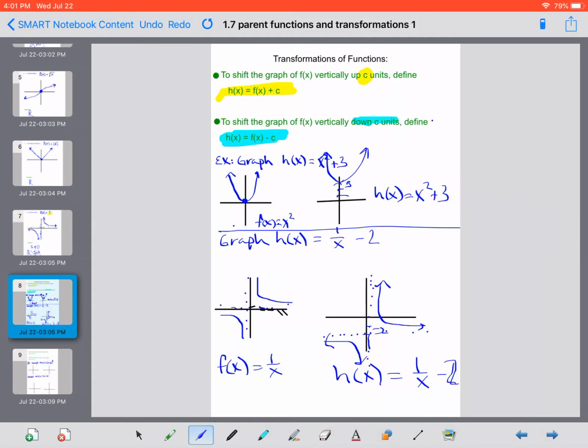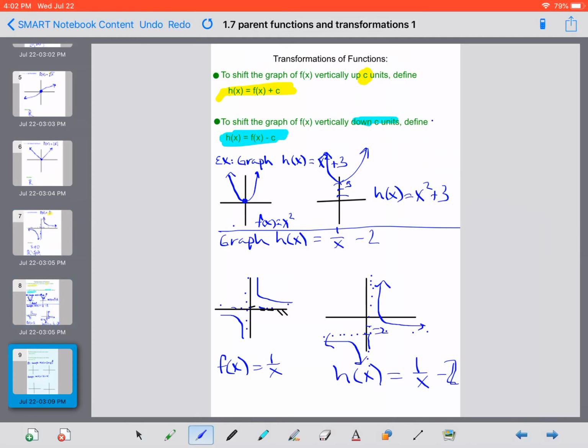All right, so just to summarize, if we want to shift a graph up or down, just take your original function and add that constant term, whatever it is you want to shift up or down, add it to the end to shift up, subtract it to the end to shift down. All right, well what if we wanted to shift our whole graph left or right?